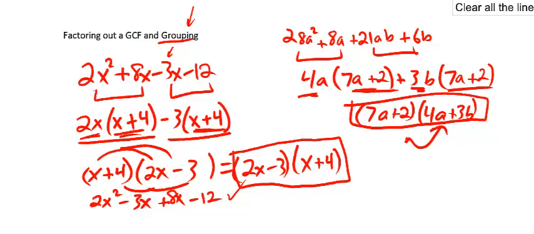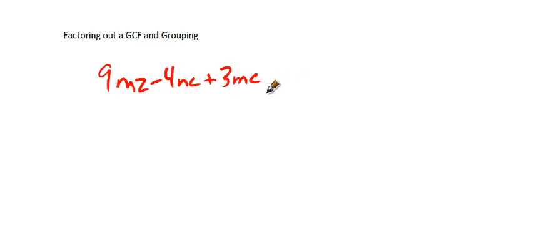Alright, let's try one more version of this. And let's go with 9mz minus 4nc plus 3mc minus 12nz. Alright, so we got 4 terms, so we're going to try grouping.